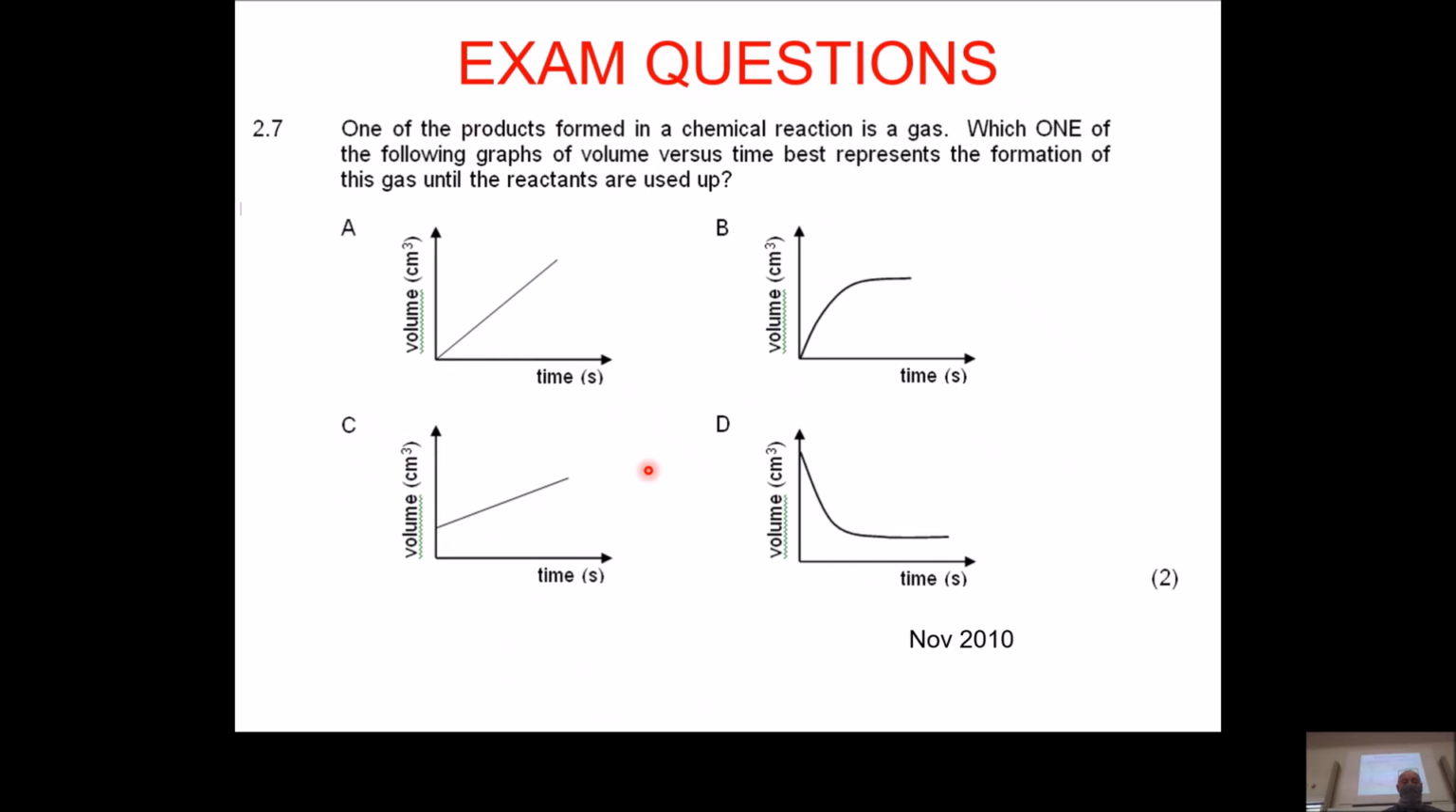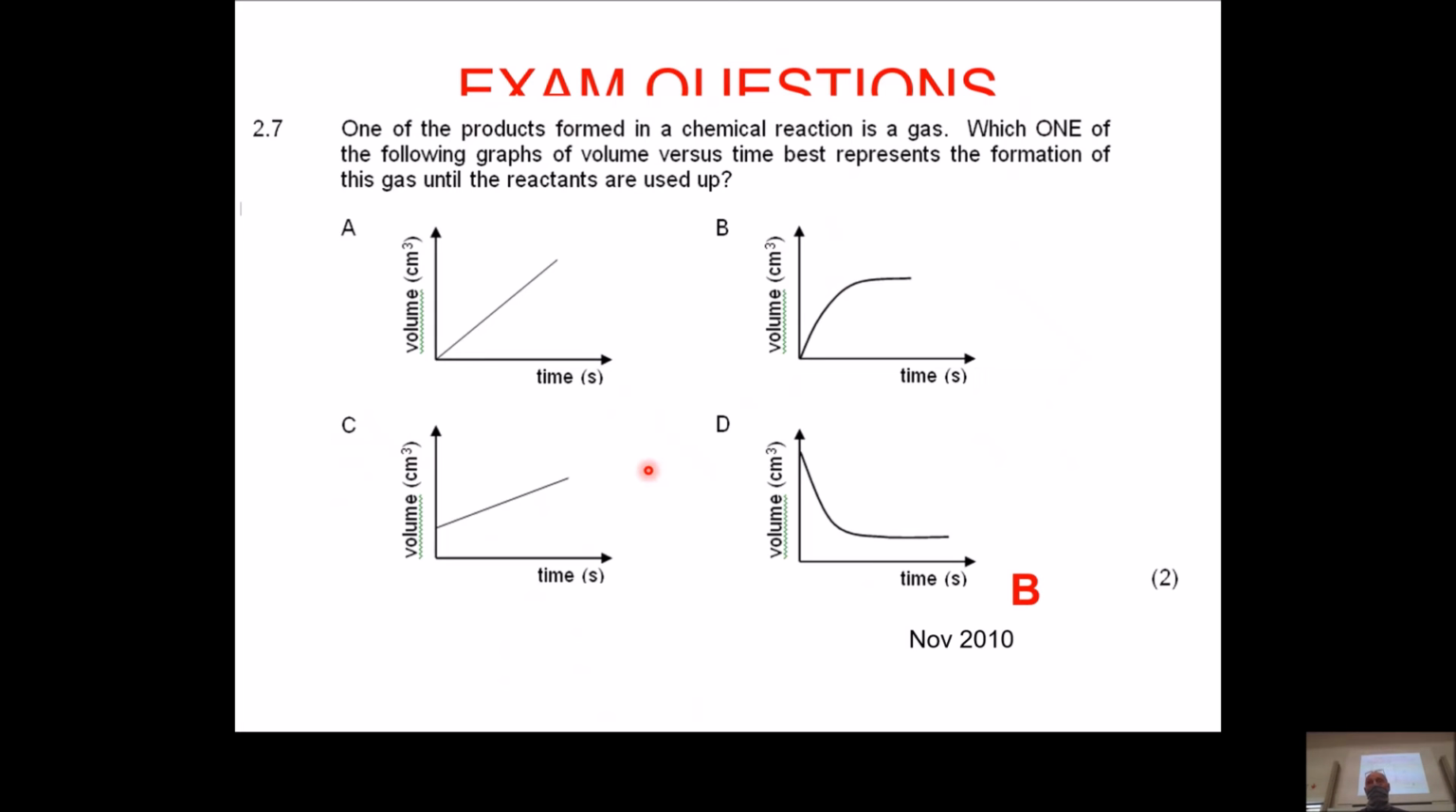One of the products formed in a chemical reaction is a gas. Which one of the following graphs of volume versus time best represents the formation of this gas until the reactants are used up? All agree? Easy.